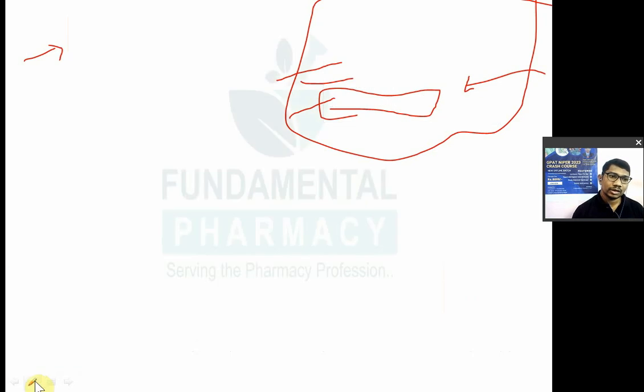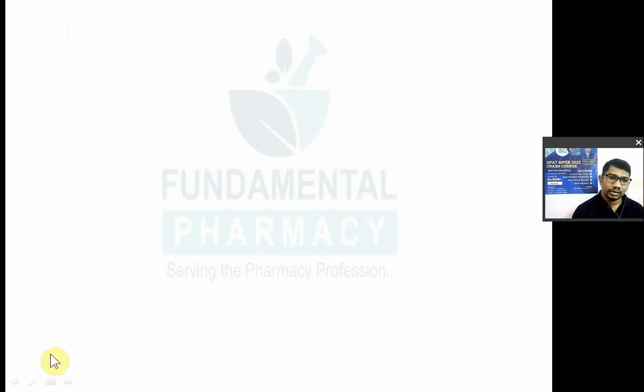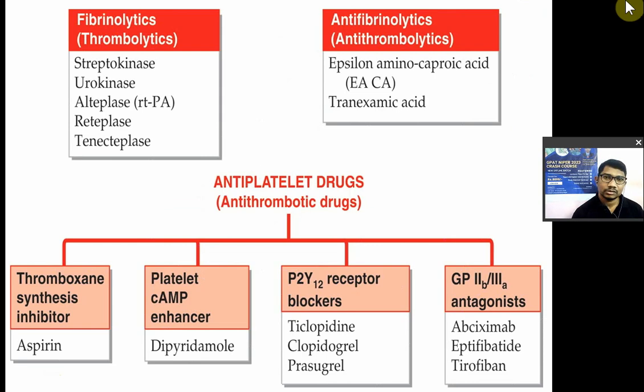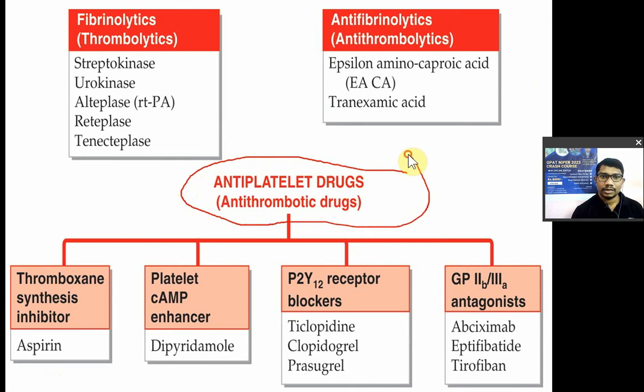इसके ऊपर बहुत बार क्वेश्चन आ चुके हैं. So you have to be clear regarding this topic. They have already asked questions on this. So anti-platelet drugs or anti-platelet agents, they are also known as anti-thrombotic drugs.